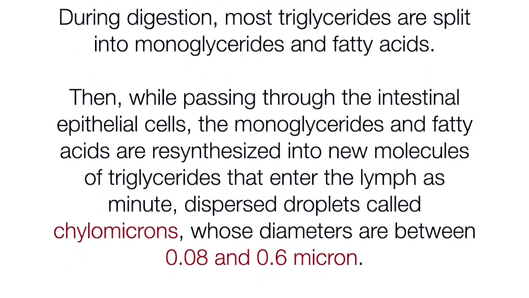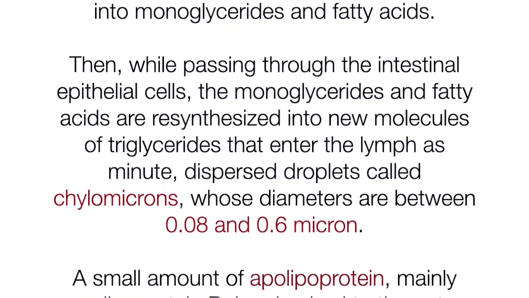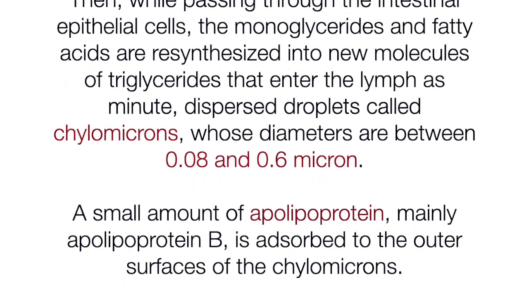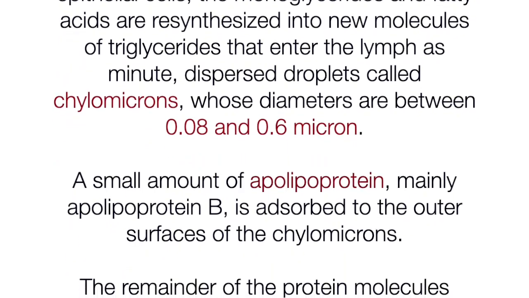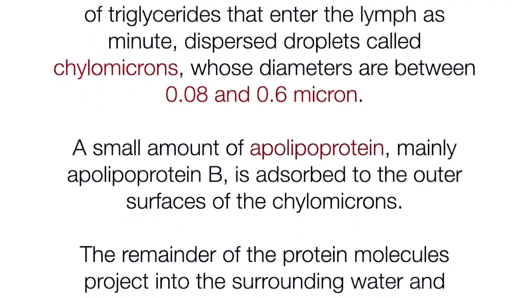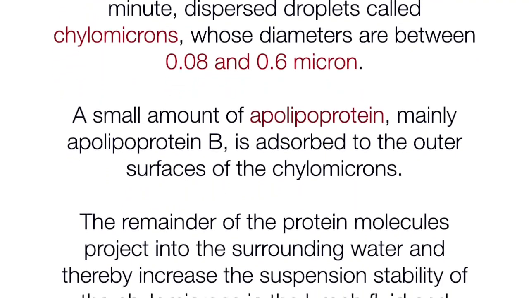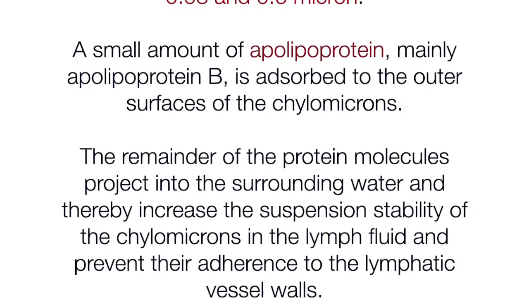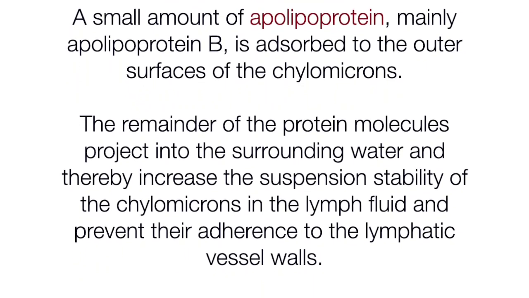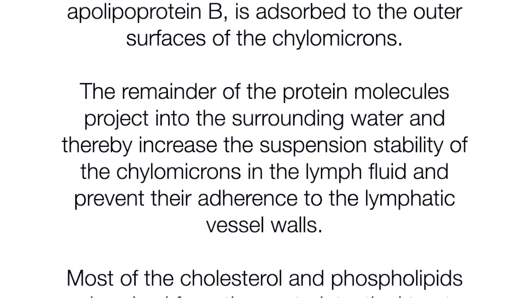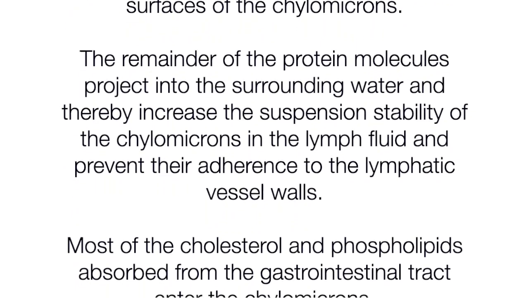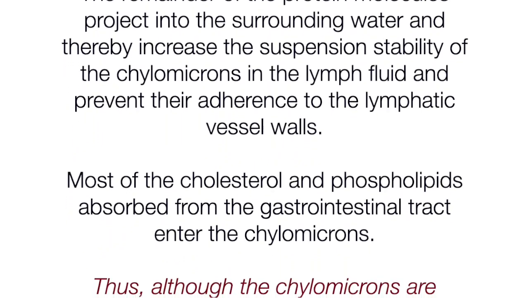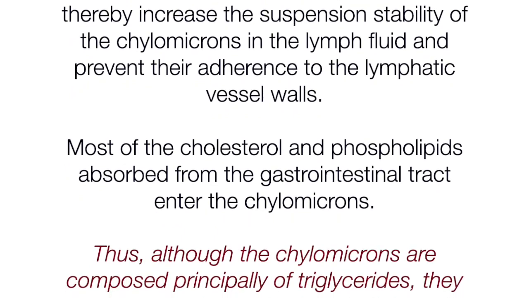that enter the lymph as minute dispersed droplets called chylomicrons, whose diameters are between 0.08 and 0.6 micron. A small amount of apolipoprotein, mainly apolipoprotein B, is adsorbed to the outer surfaces of the chylomicrons. The remainder of the protein molecules project into the surrounding water and thereby increase the suspension stability of the chylomicrons in the lymph fluid and prevent their adherence to the lymphatic vessel walls.